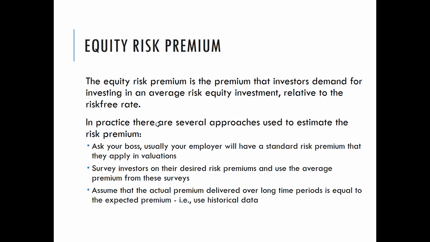You could, for example, ask your boss, because generally speaking, most firms will have a standard equity risk premium that they use for a certain country. So in Australia, KPMG might use 6%. For any US valuation, they might use 5% and so on.